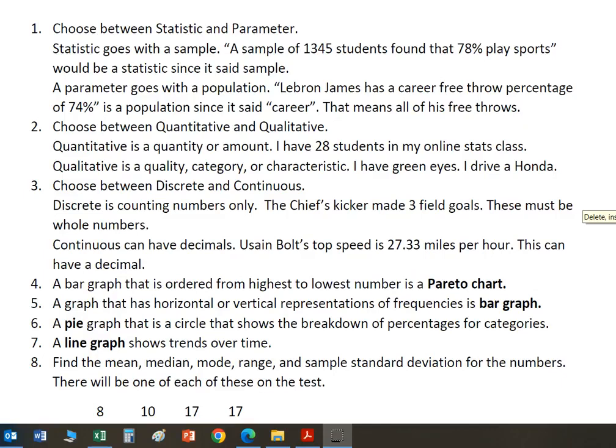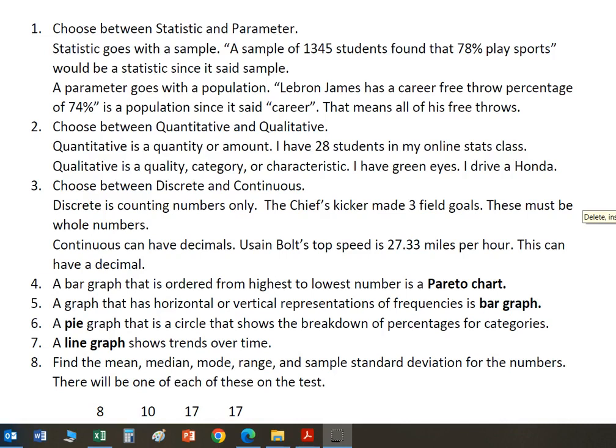Online Stats midterm review solutions. A statistic goes with a sample. So when it says a sample of 1345 students, this would be a statistic because it said sample. A parameter goes with a population. LeBron James has a career free throw percentage. It's a population since it said career. That means all of his free throws. So that would be a parameter.